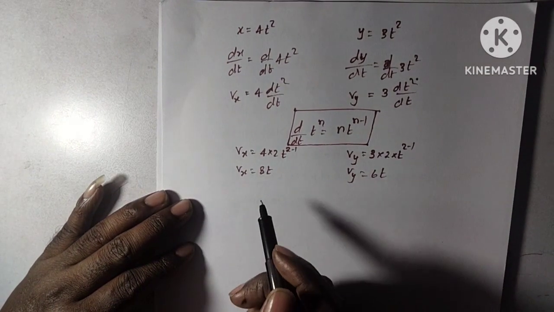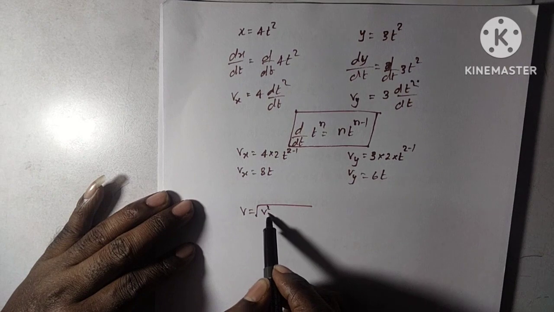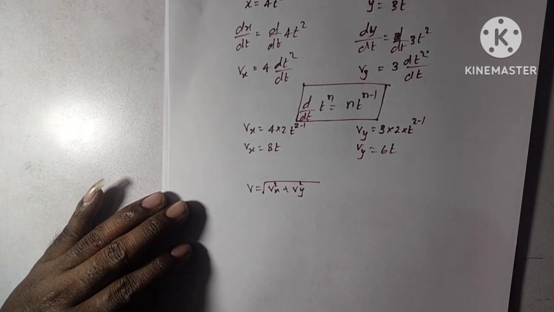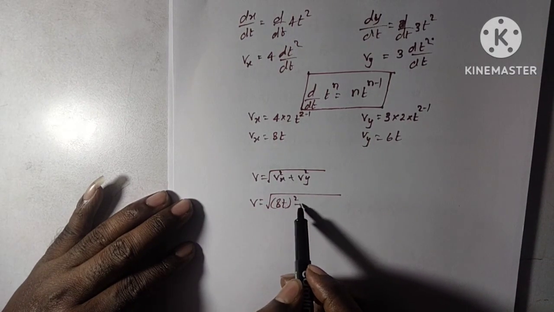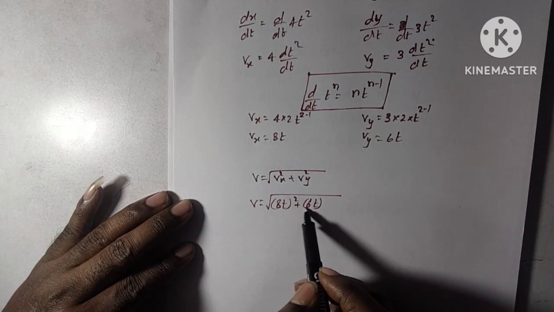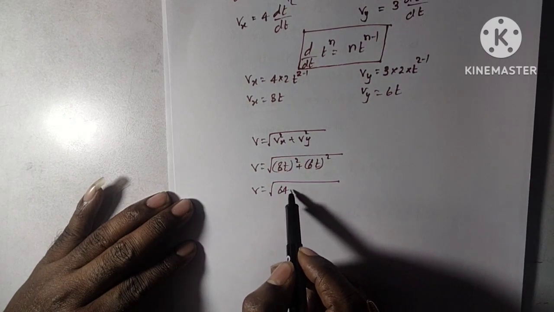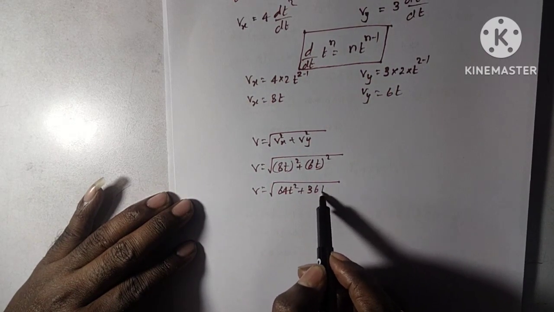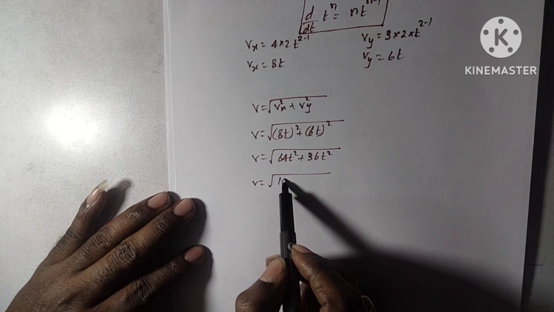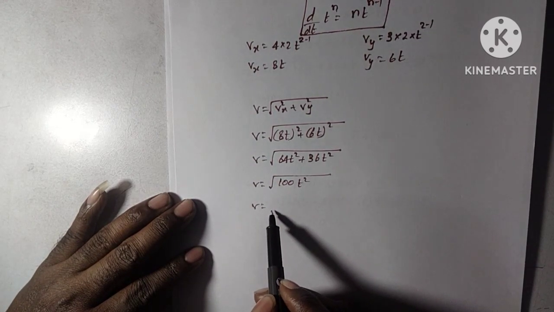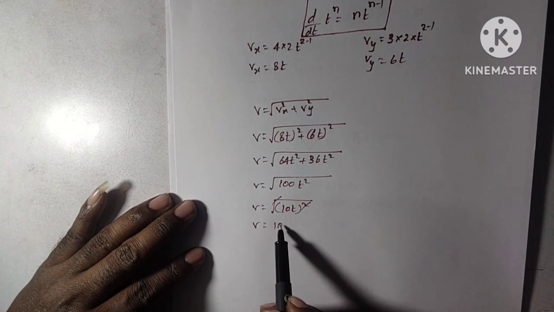So what is the resultant velocity? V is equal to the square root of Vx² plus Vy². We already know Vx is 8t, squared, plus Vy is 6t, squared, so V is equal to the square root of 64t² plus 36t². V is equal to the square root of 100t², which can be written as (10t) squared, the square root cancels, and V is equal to 10t.